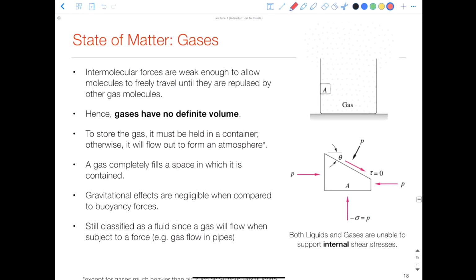Lastly, with gases, the atoms are so far apart that the forces between them are really, really weak, and they travel freely past each other. Instead of being attracted to each other like in liquids, they actually repulse each other because they're so far apart. Gases have no definite volume. Their volume entirely depends on pressure and temperature. If they were just released in a vacuum, they would just dissipate away from each other indefinitely. Like liquids, gases can't resist shear stress.